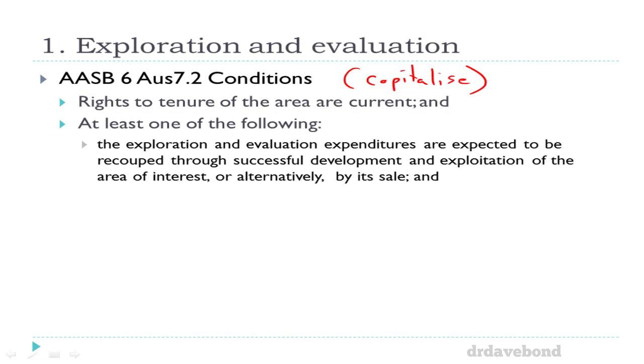Okay, so the first one, I don't think there's much problem with this. The exploration and evaluation expenditures are expected to be recouped through successful development and exploitation of the area of interest. Okay, successful development. You expect this to work for you. Now start thinking about what an asset is from a conceptual point of view. We expect to get future economic benefit. We spent money in this place. We expect to get something on it. That seems to be we're going to get some sort of benefit. That to me makes a lot of sense.